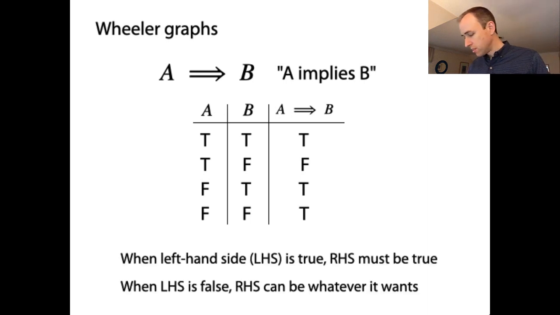In other words, when the left-hand side is true, when A is true, the right-hand side, B, has to be true also. When the left-hand side is false, A is false, it doesn't matter what the right-hand side is. It could be true, it could be false. Either way, the implication holds. The implication is not violated. All right, so that's what we mean when we write this right arrow operator in our definition.